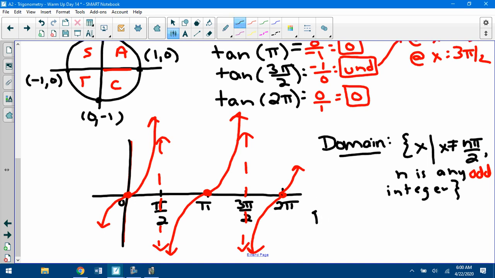Okay, what about the range? Range is how high and low it goes. And look, it goes down forever, and it also goes up forever. So the range of tangent is negative infinity to infinity, unlike the parent sine and cosine curve, which is just negative 1 to 1.